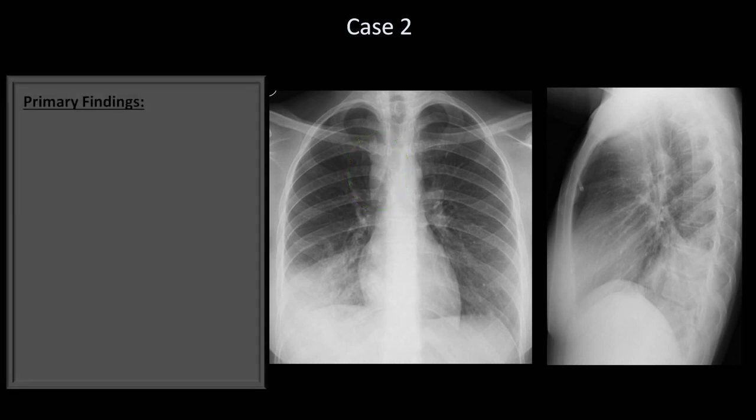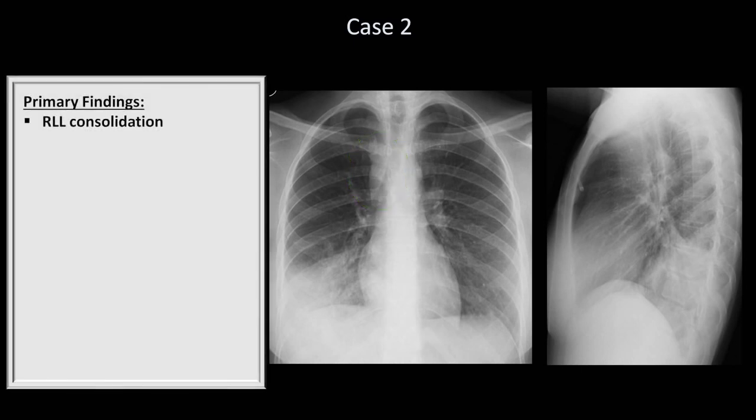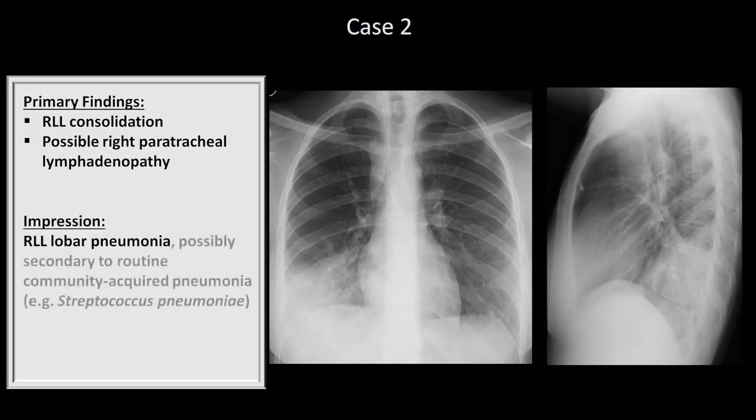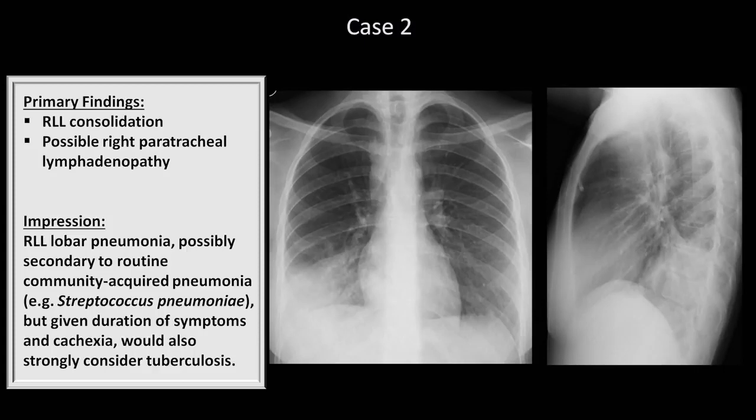So in summary, the primary findings are a right lower lobe consolidation and possible right paratracheal lymphadenopathy. The impression, given the patient's history and exam, is that the patient has a right lower lobe lobar pneumonia. Lobar pneumonia is most commonly seen in the context of a community-acquired pneumonia caused by strep pneumoniae or another relatively common pathogen like that. However, in this case, given the relatively long duration of symptoms, cachexia, and recent travel to an endemic area, tuberculosis should also be a strong consideration.